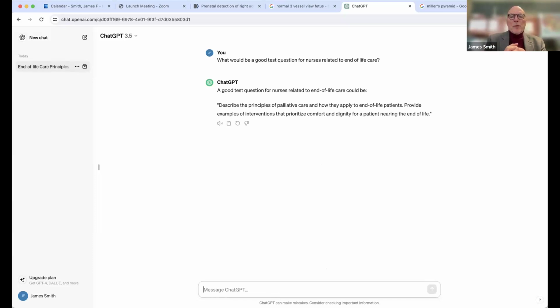So it says, describe the principles of palliative care and how they apply to end-of-life patients. Okay, that's not multiple choice though. How about a multiple choice question? Let's try that.